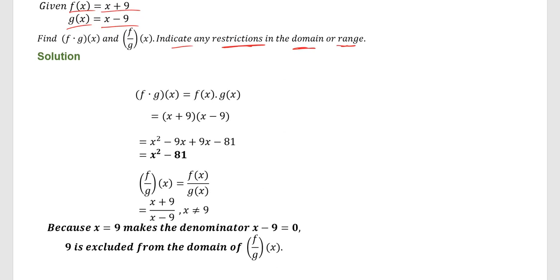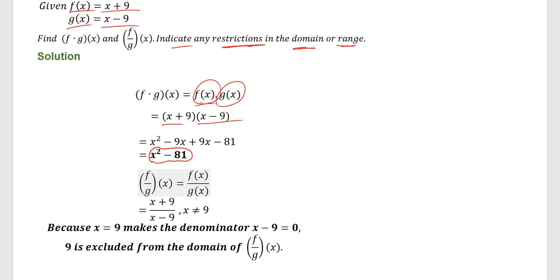So f times g of x is simply the multiplication of both functions, which gives us x plus 9 times x minus 9, which is essentially a difference between two squares, right? So we should end up with x squared minus 81, and in fact we do.